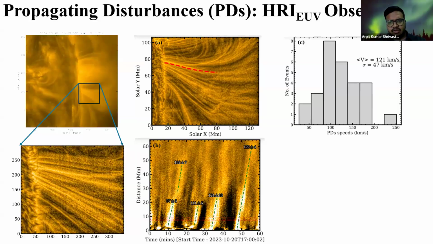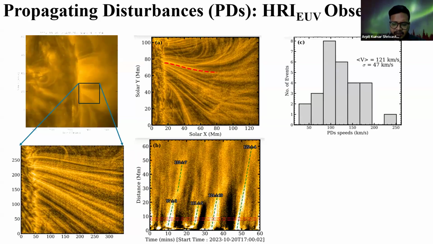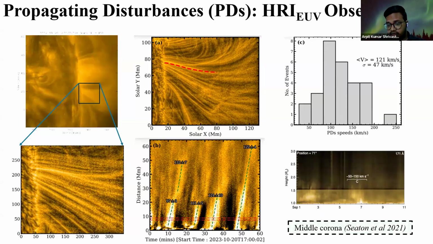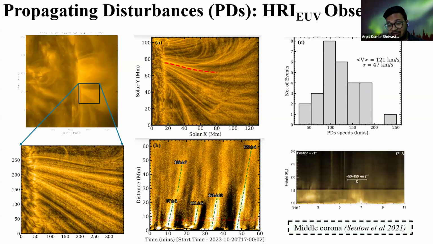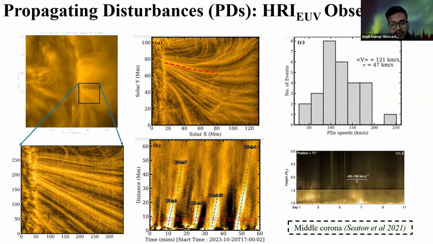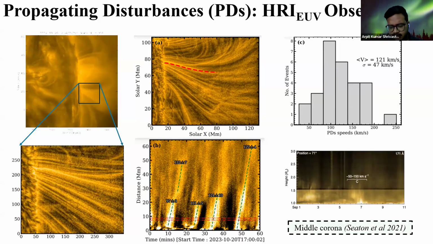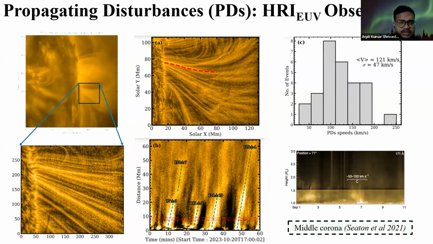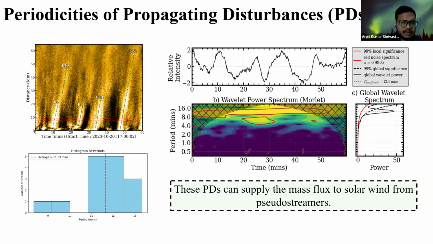If you want to put this into the context of the middle corona, people have found earlier, using CV observations, that there are fast outflows with speeds of 50 to 150 kilometers per second. I believe those fast outflows can be connected to these PDs, but we don't have studies yet, so we are looking for those studies. These PDs are repeating at fixed intervals. We looked at the periodicities of these PDs and found that they are periodic in nature, and these properties give us an idea of what kind of dynamics is happening at the base.